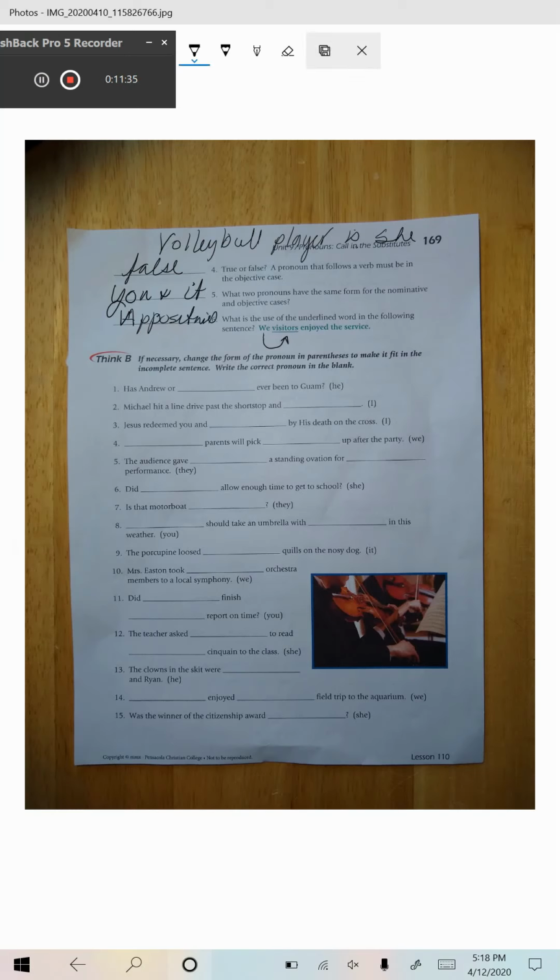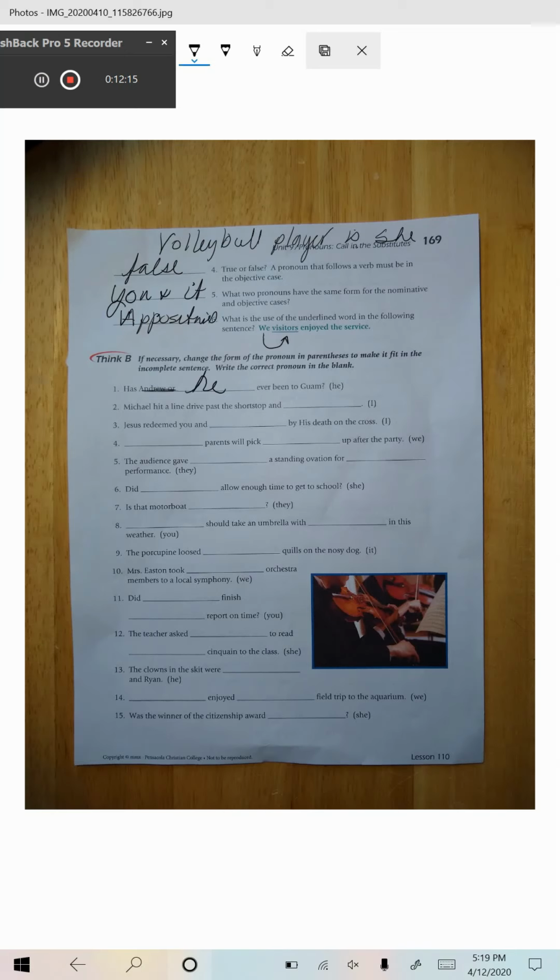All right. If necessary, change the form of the pronoun in parentheses to make it fit. In the incomplete sentences, write the correct pronouns in the blanks. Has Andrew or he ever been to Guam? So make it a statement. Andrew or he has ever been to Guam. So get rid of Andrew and just say it without him. He has ever been to Guam. So it's he, not him. So he is good.